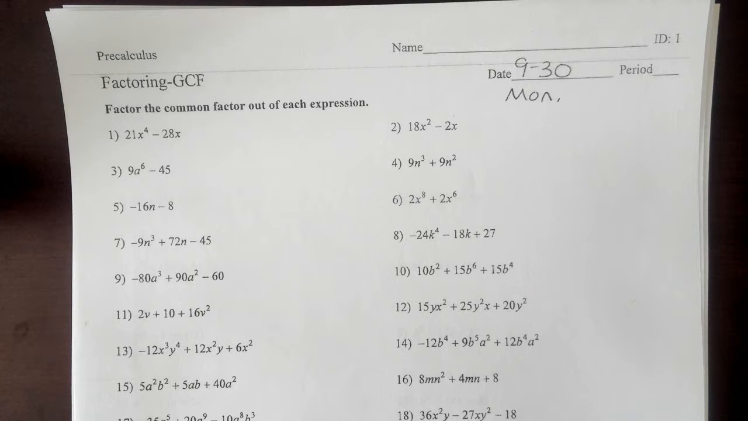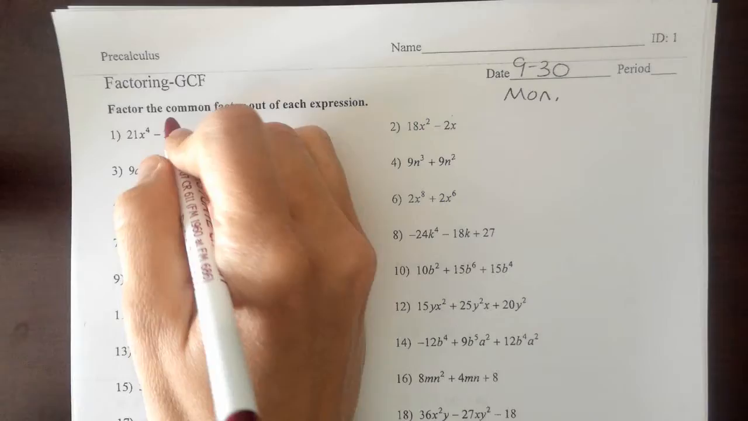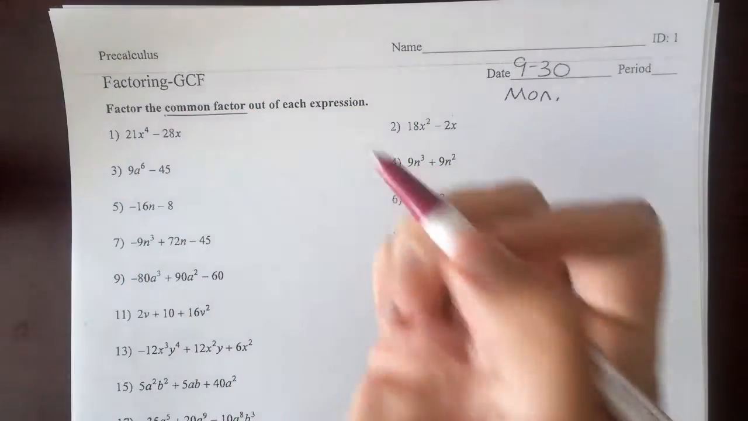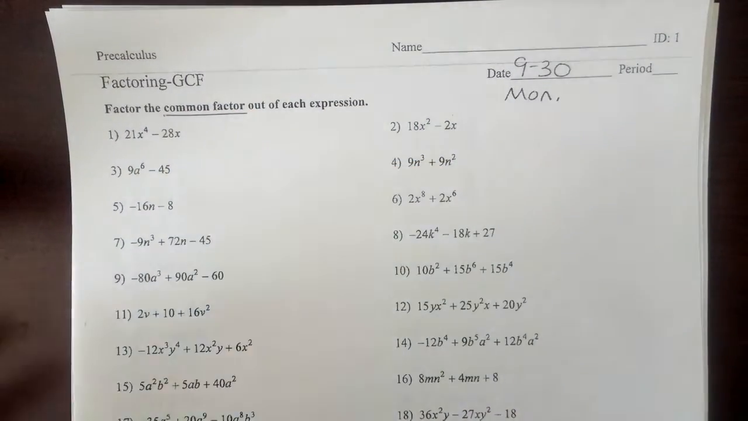You're factoring a GCF, which is exactly what we were doing with the dividing stuff, so it really shouldn't be a new concept. I'm just going to do some of these examples with you. So remember, common factor means that you're taking out something that both of those terms have in common.